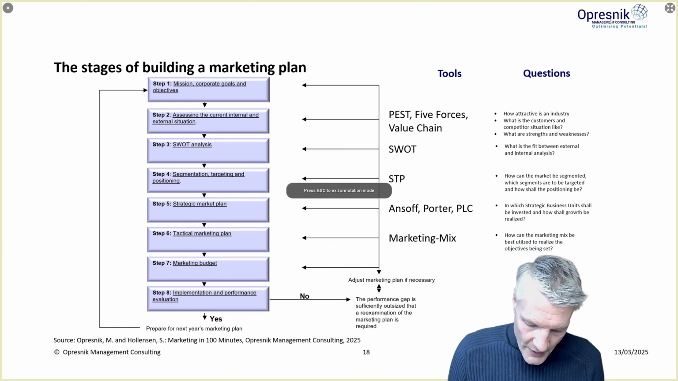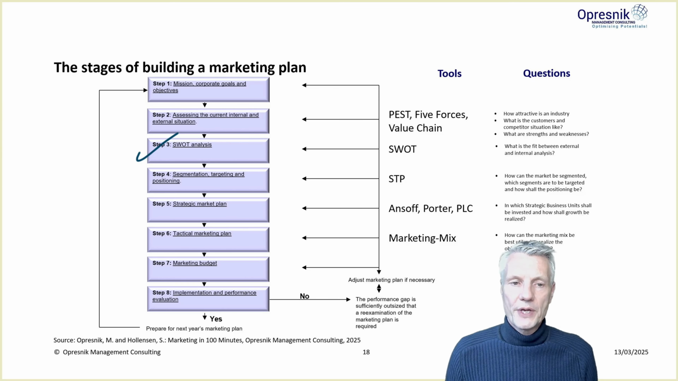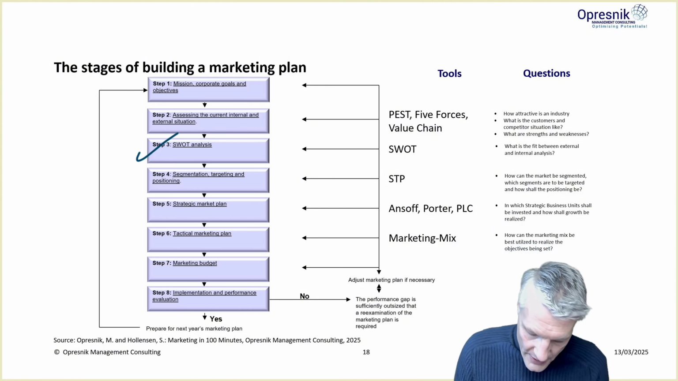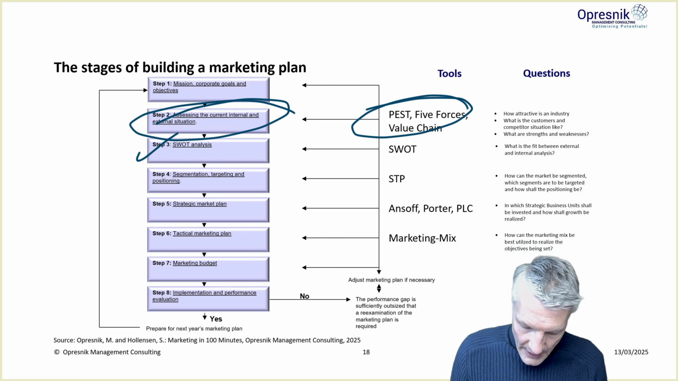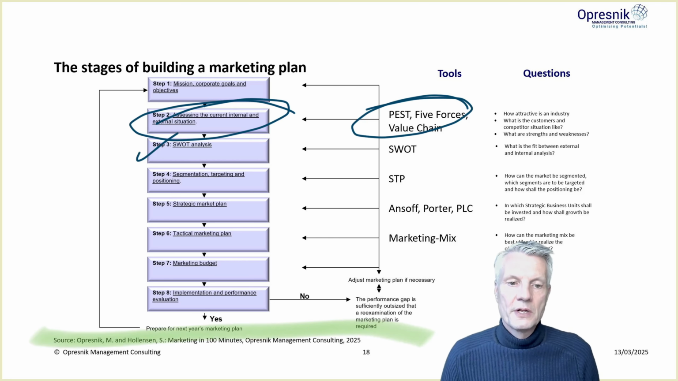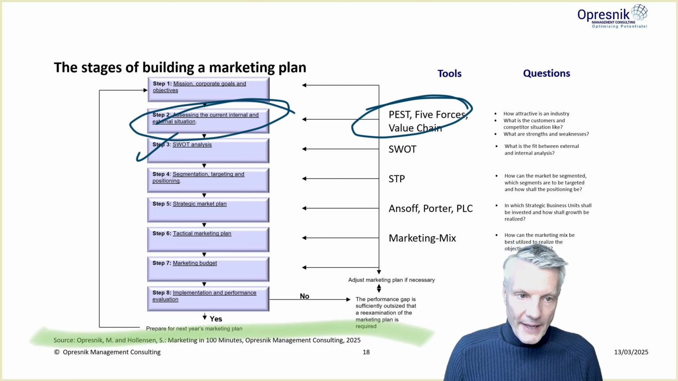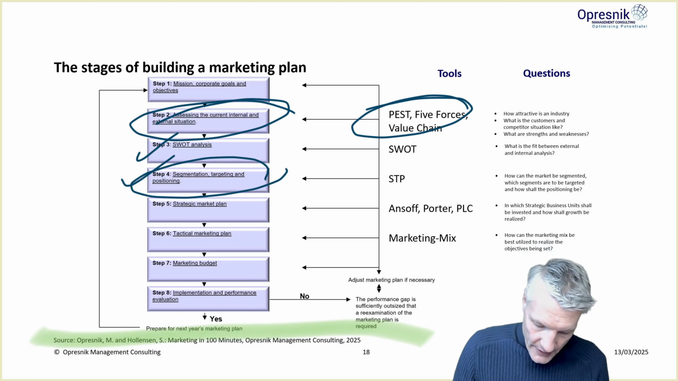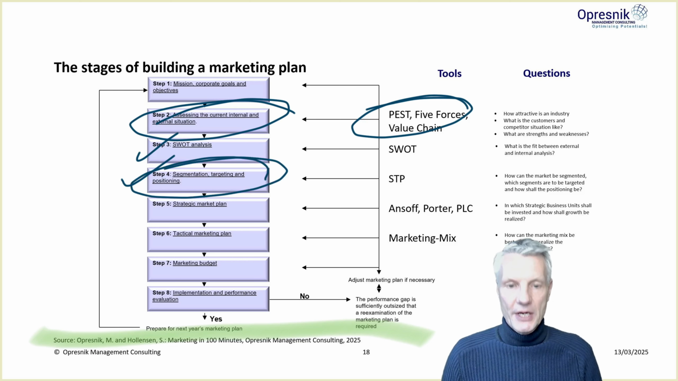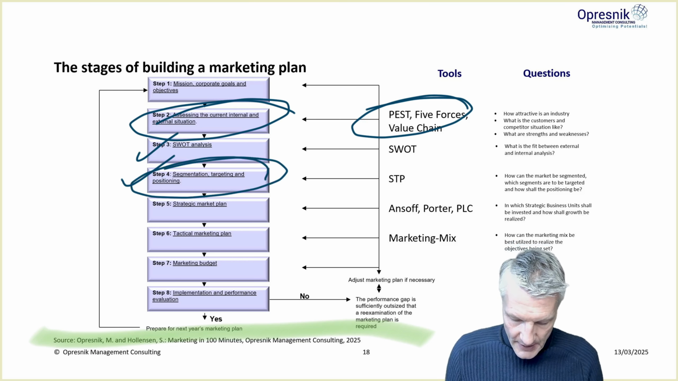Most people do the SWOT in isolation. They just think about strengths, weaknesses, opportunities, and threats, but that is wrong, because you need to do the other tools beforehand, like we explained in detail in our book. The next step then for any company is to do STP, segmentation, targeting, and positioning. What is that?